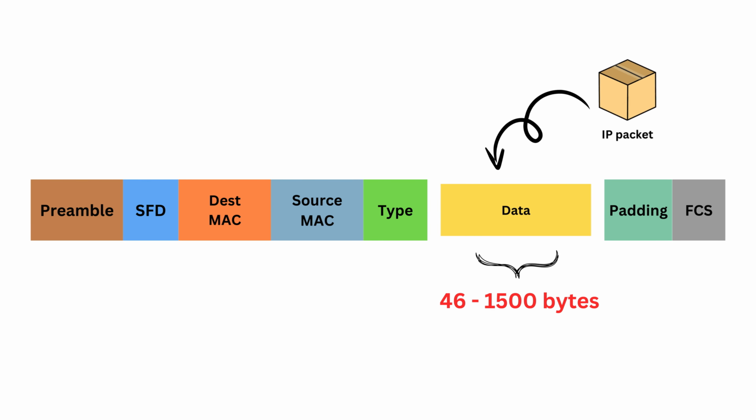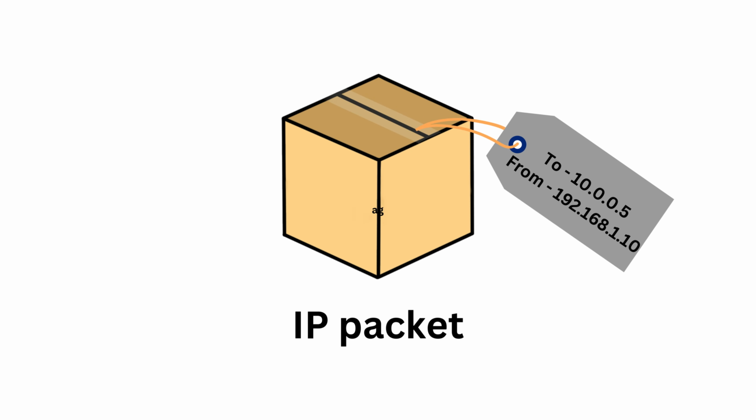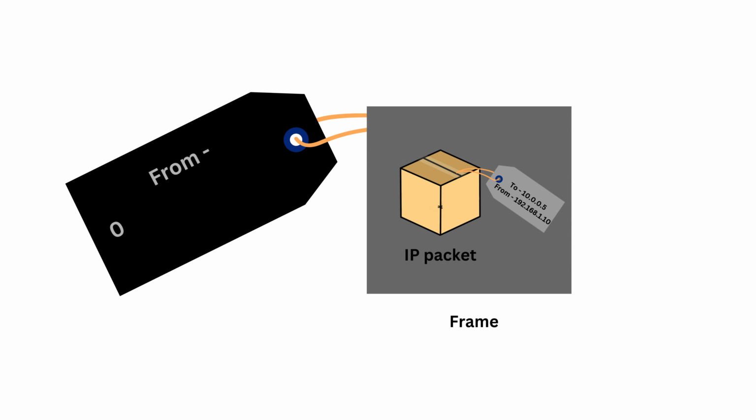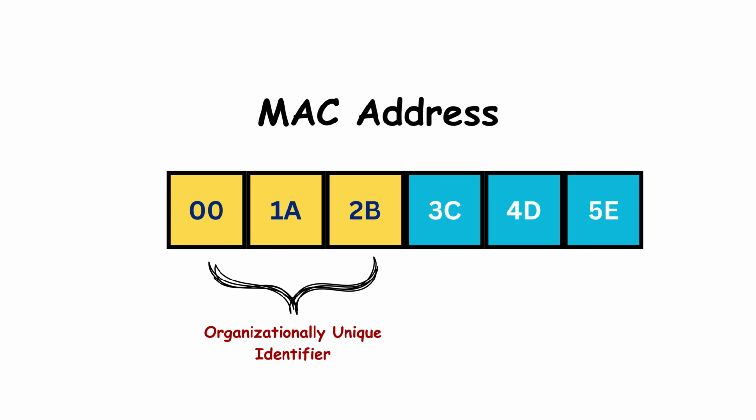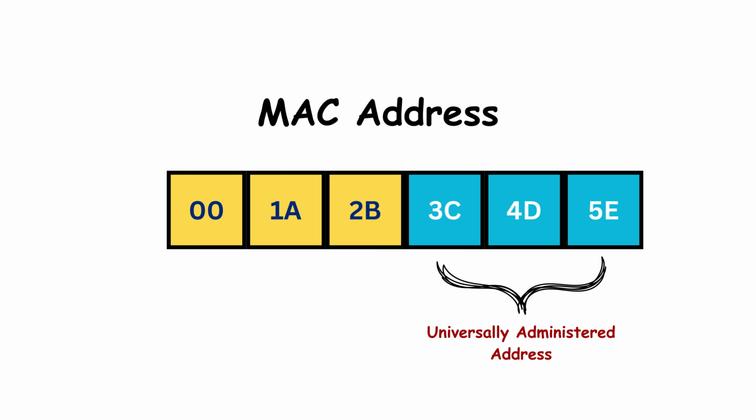Here's where things get interesting. The data link layer works with MAC addresses, not IP addresses. So, before our packet can reach router 1, we need to translate the next hop IP address into a MAC address. MAC addresses are unique hardware identifiers, like a digital fingerprint for every network device. They ensure data gets to the right physical machine.